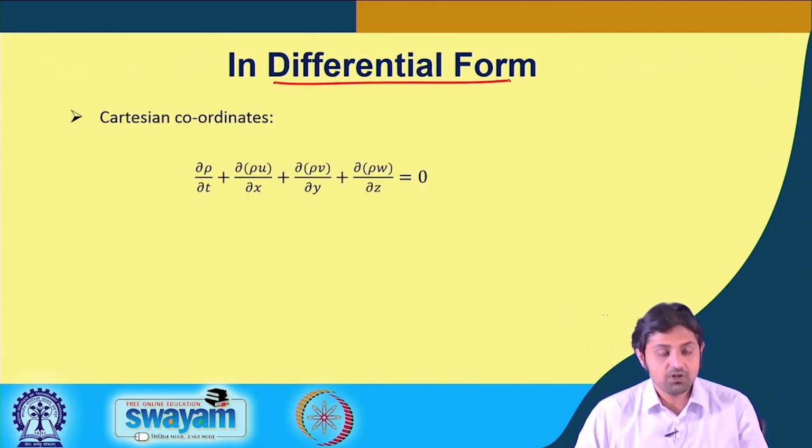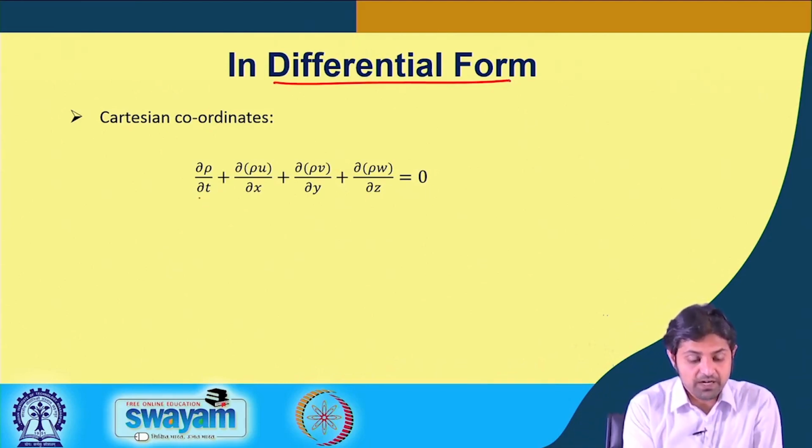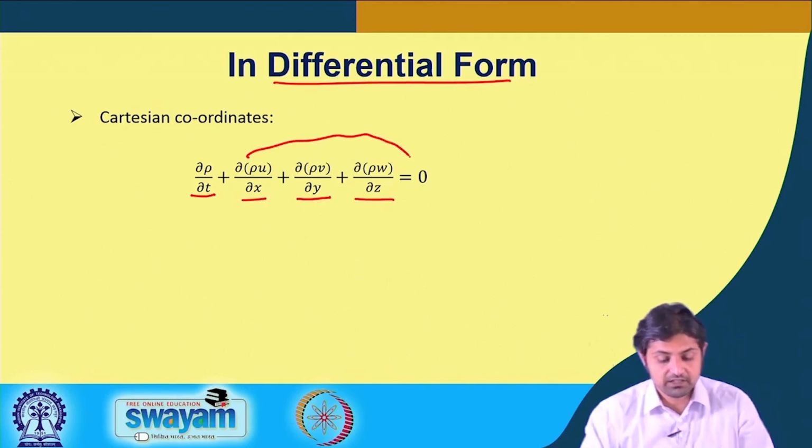In Cartesian coordinates, the equation of continuity is written as del rho by del t plus del rho u by del x plus del rho v by del y plus del rho w by del z. These are the convective terms.